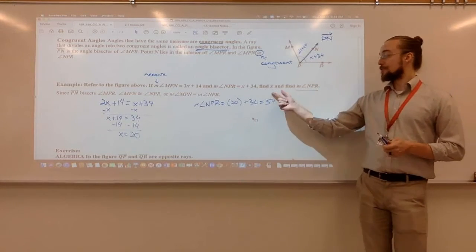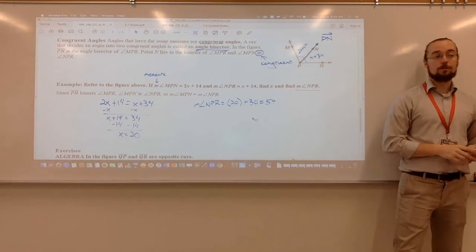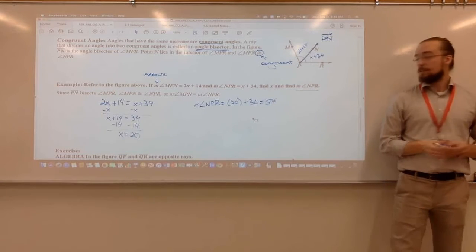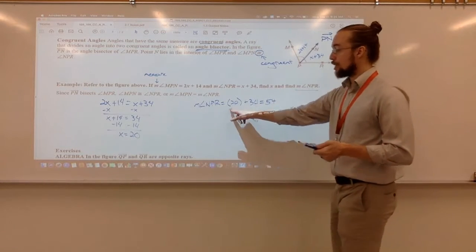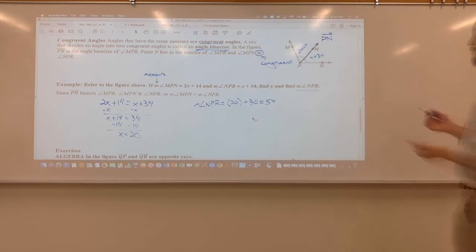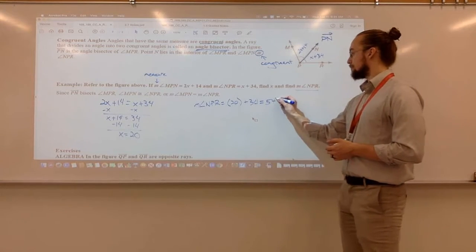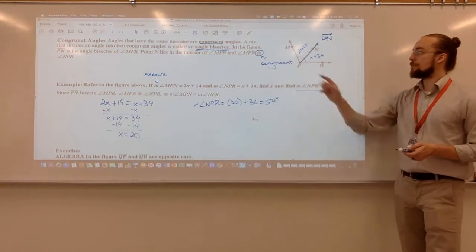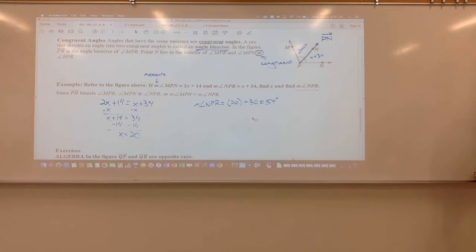So it says find x, and then also find the measure of NPR. Right? So once we find x, we have to plug it into our expression for the angle of NPR. We should get that that angle is 54 degrees. What would the measure of angle MPN have to be?